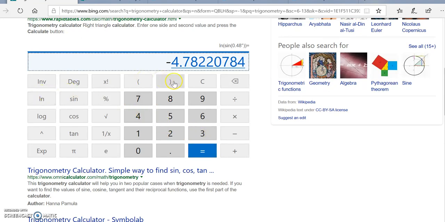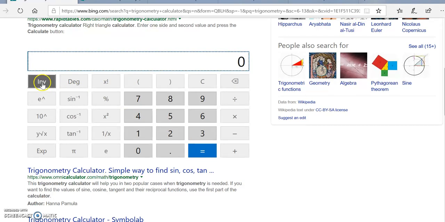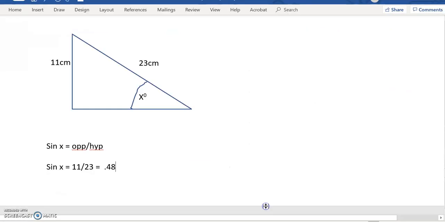Sorry, I think I've gone the wrong thing. By pressing this inverse button, that gives sine to the negative 1. On your calculator, you'll be looking for sine to the negative 1. Sine to the negative 1 of 0.48 gives us 28.69 degrees. So x equals 28.69 degrees.